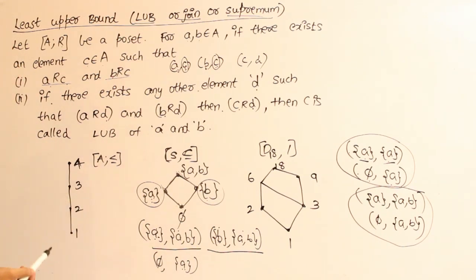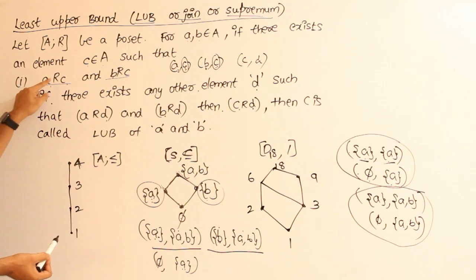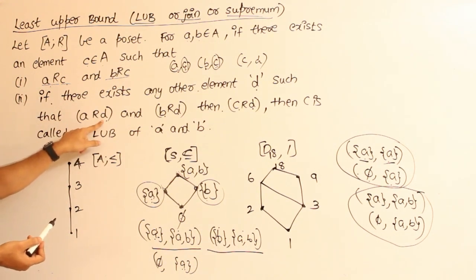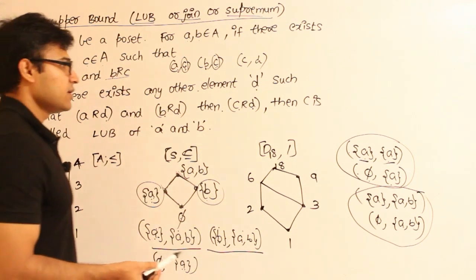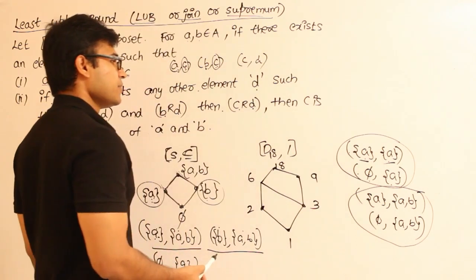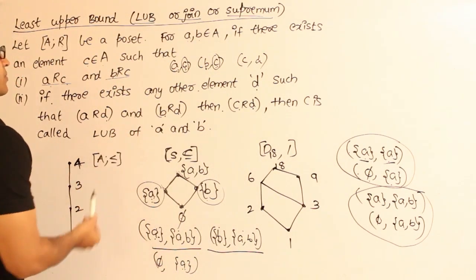Now which one should be the least upper bound? Then the second rule comes into picture. See this, we have found an element C to which both are related, as well as we have found an element D to which both are related. What is C? C in this case is A and D in this case is A comma B. Now which one is going to be the least upper bound? So for that reason we are going to apply this rule.